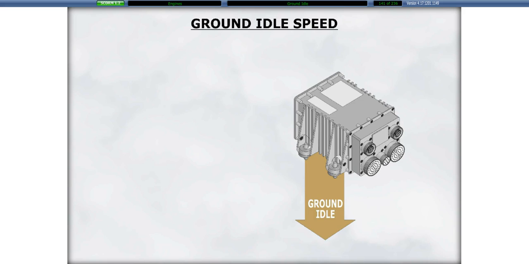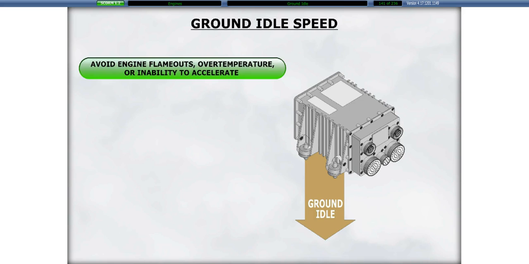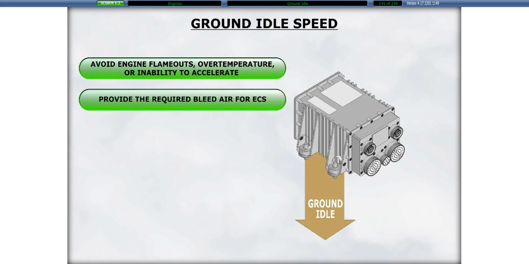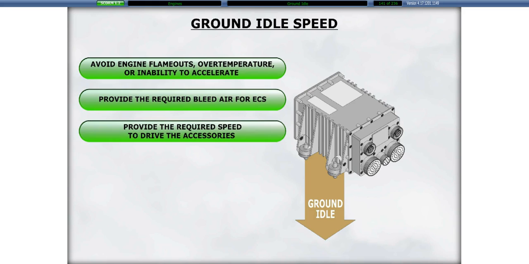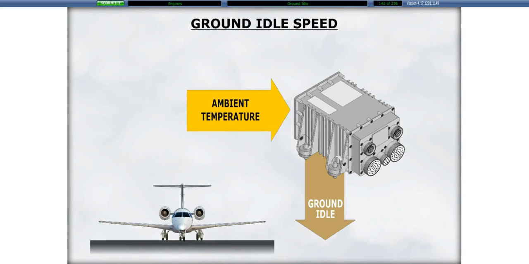The purpose of the ground idle speed is to avoid engine flameouts, overtemperature, or an inability to accelerate, provide the required bleed air for the environmental control system, as well as provide the required speed to drive the accessories. Ground idle speed is determined by the ambient temperature and is commanded when the aircraft is on the ground.